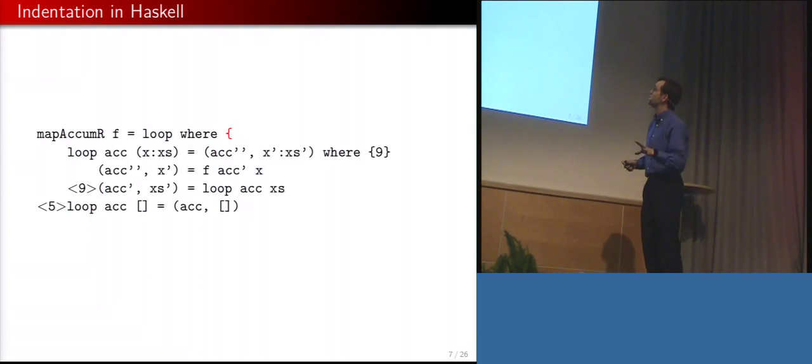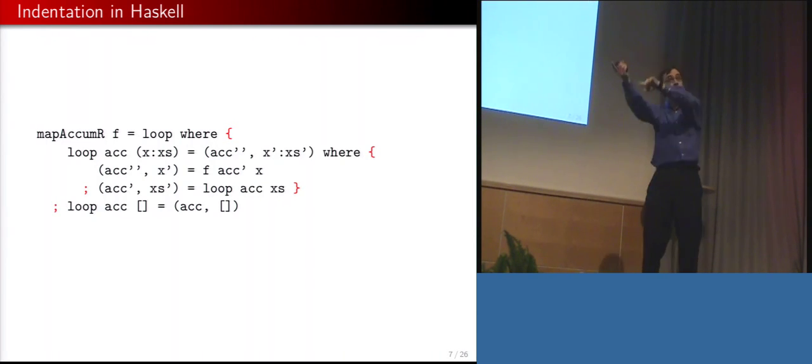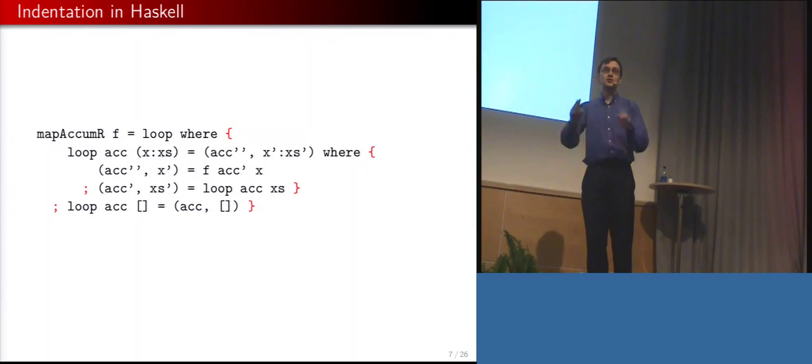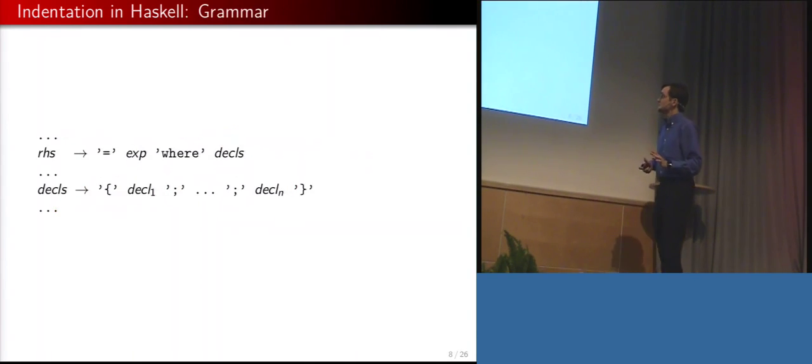But on this piece of code, the L function is going to convert that 5 curly brace into an open curly brace. Same for the 9. For the 9 angle brace, it's going to convert that into a semicolon. And for the 5 angle brace, it's going to convert that into a closed curly brace followed by a semicolon. Finally, we're going to end up with one last closed curly brace to close the whole thing out.